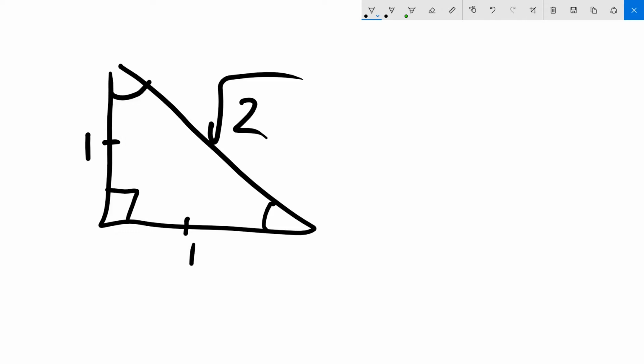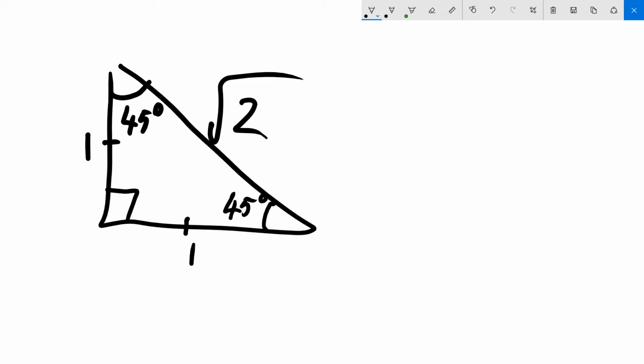So if we had this triangle, what is this angle here? Well, there's 180 degrees in the triangle. We've already got a 90-degree angle here, so now we've got 90 left, and we said that these two angles have to be the same, so these angles have to be 45 degrees each. So using this, we can find the exact values for 45 degrees using this triangle.